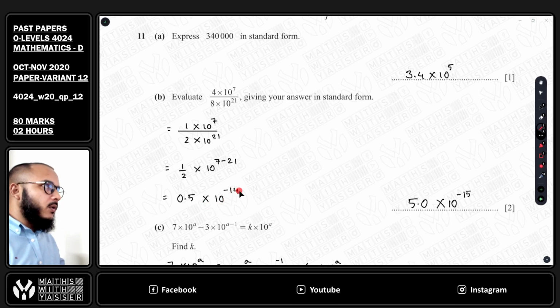And as I said before, standard form must start with a number other than 0. So if I have to write 0.5 times 10 to the power minus 14 in standard form, this will become 5.0 times 10 to the power negative 15. The reason is I'm bringing the 5 before the decimal.